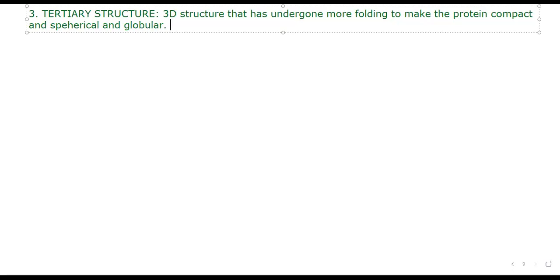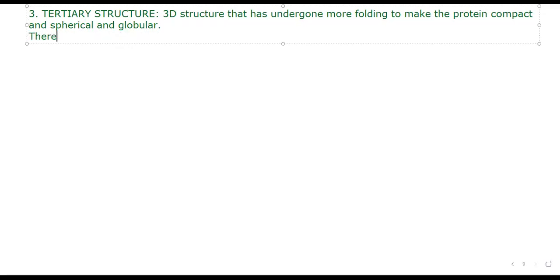Now you can ask me, okay, now what? You have already joined the amino acids together, and then you have also made them develop hydrogen bonds. How can we make the structure even more complicated? How can I fold it even more? What else can happen now?